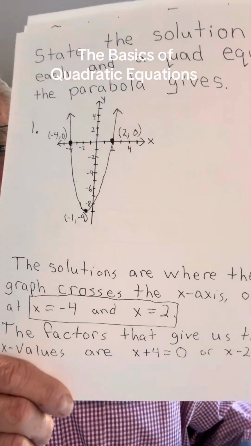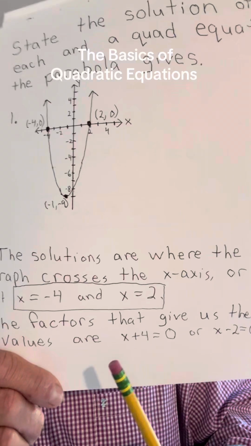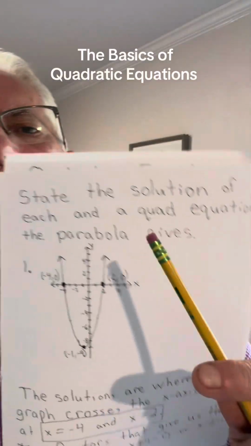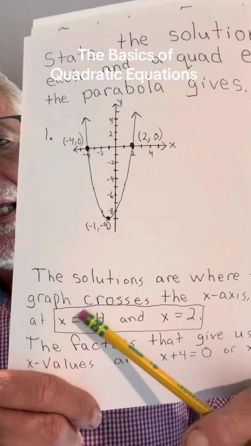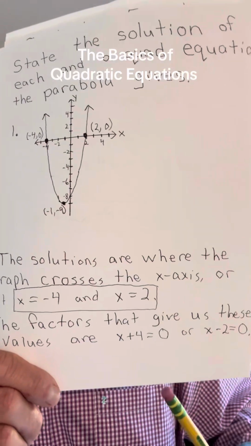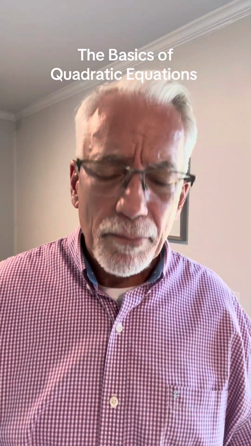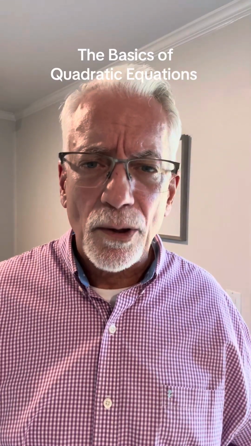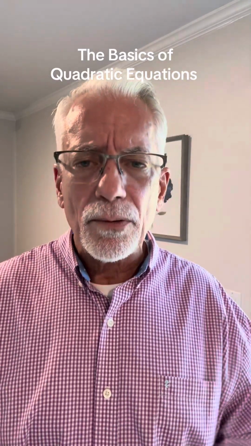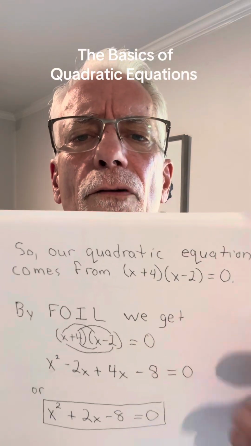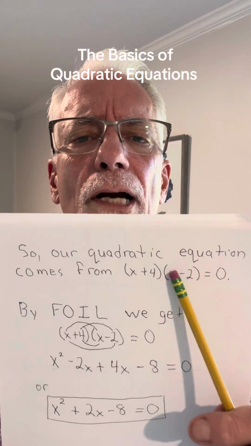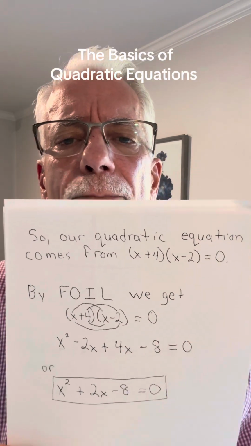because I'd go +2 plus 2 and get x equals 2 right there. So to get the quadratic equation that gives me these as the answers, I'm going to FOIL out x plus 4 times x minus 2. And don't forget, we have to make it equal to 0 because it's an equation. Equation means it equals something. So we're going to FOIL out x plus 4 times x minus 2 equals 0.